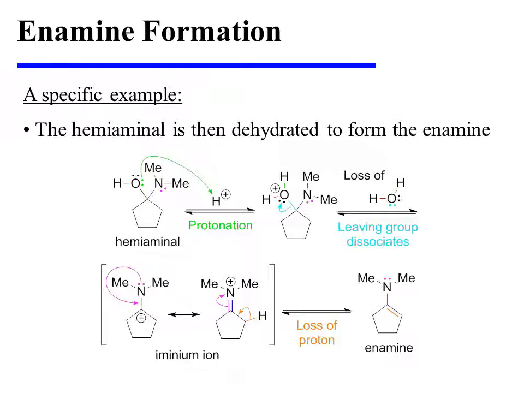The carbocation that is formed from this dissociation is resonance stabilized by the adjacent amino group, and the iminium ion sheds a proton to the medium, that proton being lost from the alpha carbon and resulting in the formation of the enamine.